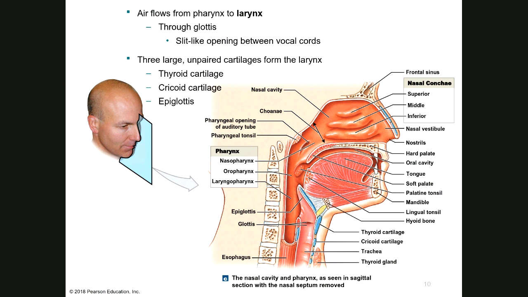We are going to see six types of cartilages. Three of them are unpaired, and the three others are paired. The three unpaired cartilages are the thyroid cartilage, the cricoid cartilage, and the epiglottis. The epiglottis protects this opening, the glottis. Thyroid and cricoid are hyaline cartilage, while the epiglottis is an elastic cartilage.